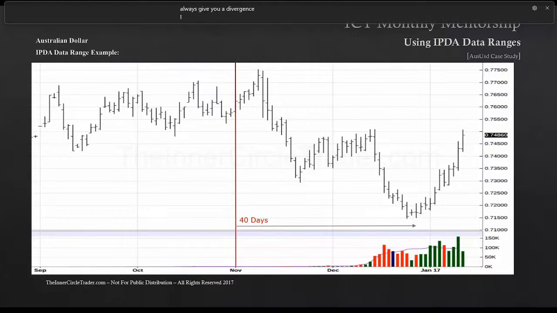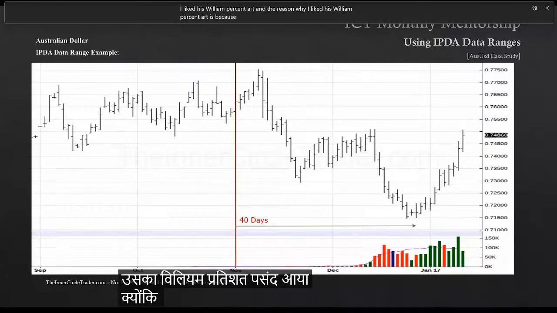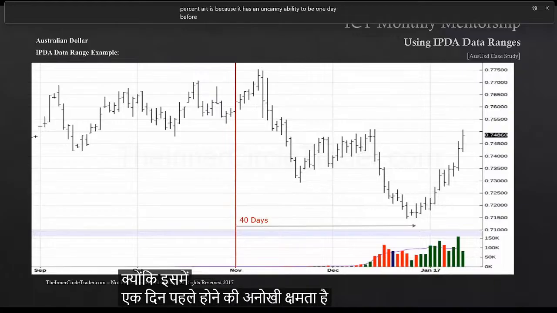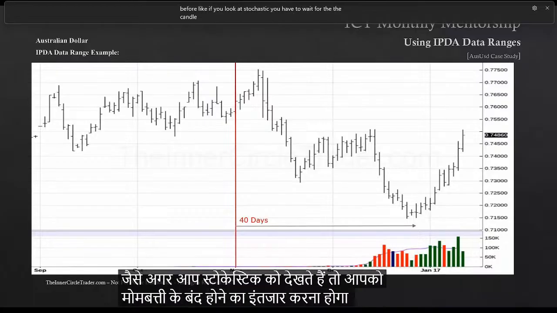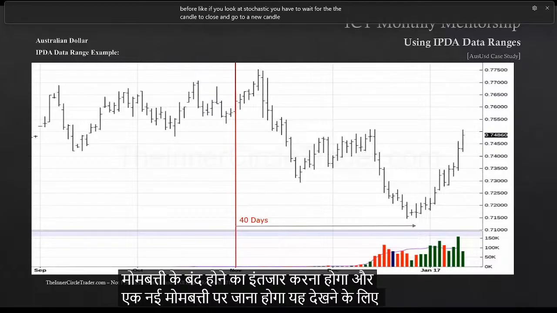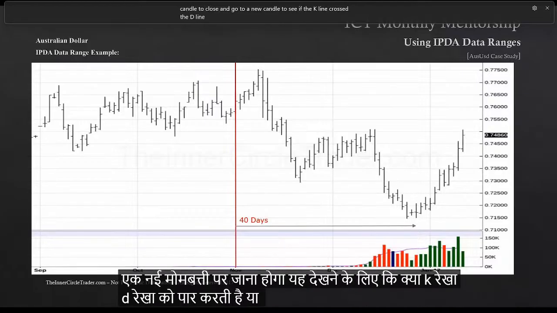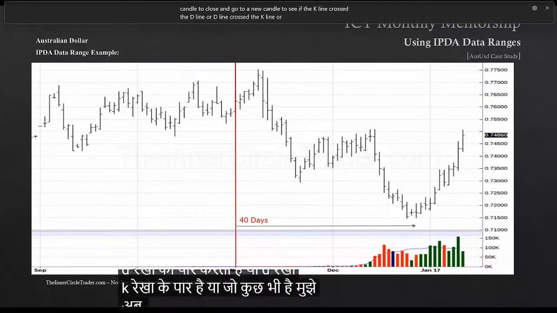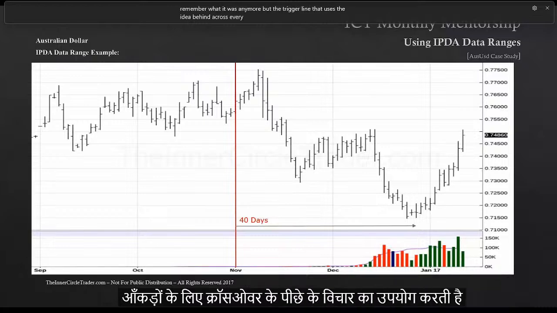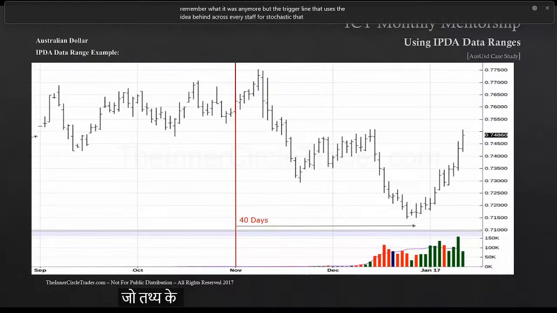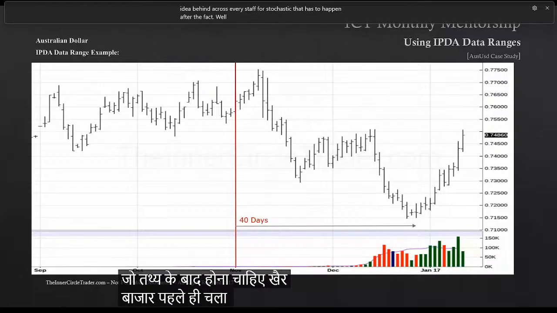I liked his Williams percent R, and the reason I liked it is because it has an uncanny ability to be one day before. With stochastic, you have to wait for the candle to close and go to a new candle to see if the K line crossed the D line or the D line crossed the K line, or whatever it is. I don't even remember anymore. But the trigger line that uses the idea behind a crossover for stochastic has to happen after the fact. Well, the market's already moved.